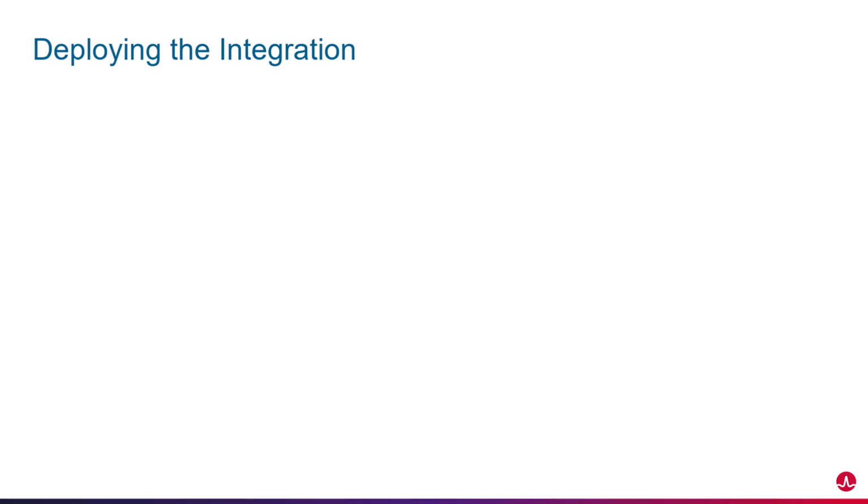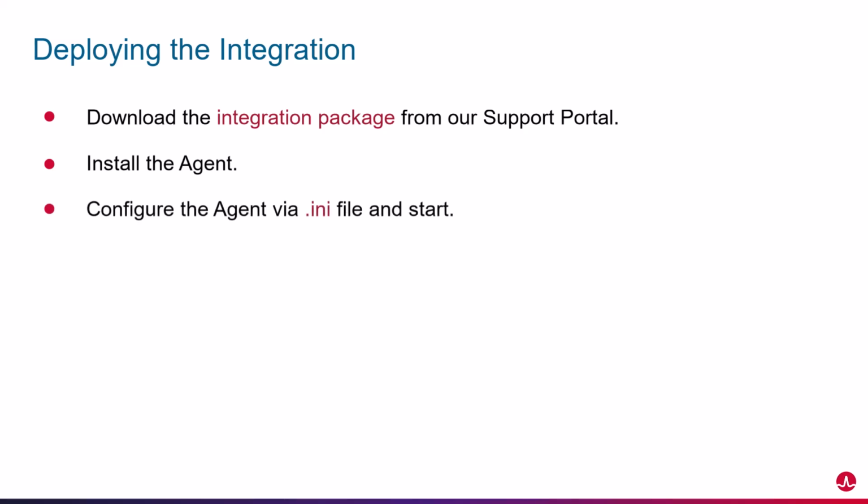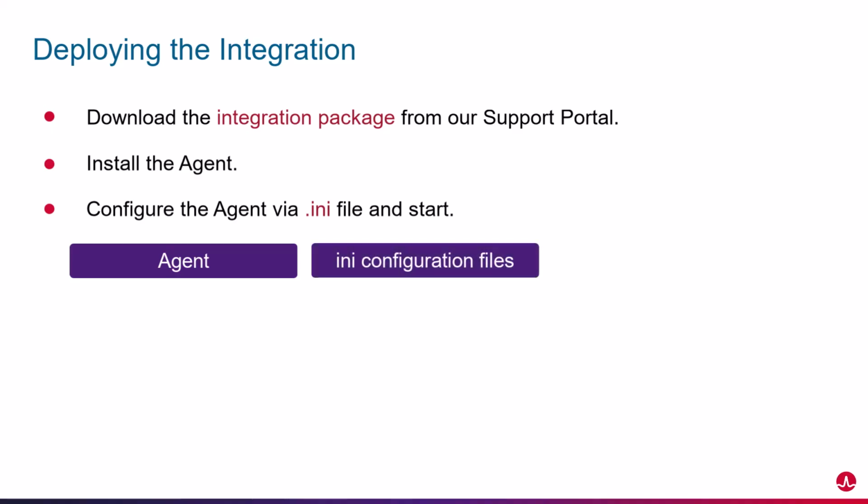The procedure to deploy the Workday integration is as follows. First, we download the integration package from the support portal. This package contains all the necessary elements. We unzip this package, which produces a directory containing the agent, the INI configuration files, and several other items, like the start command. We use the appropriate INI file for our specific platform.